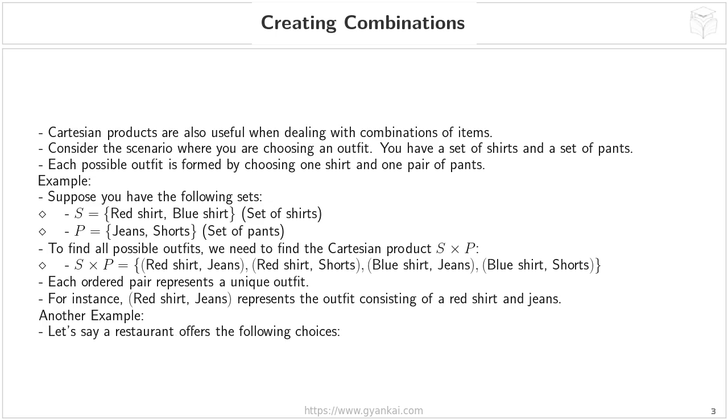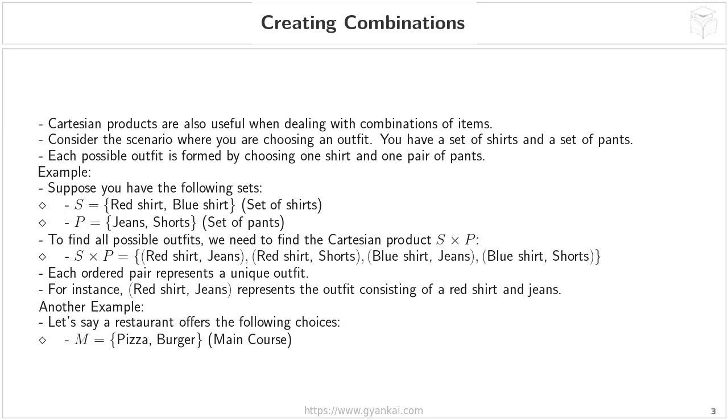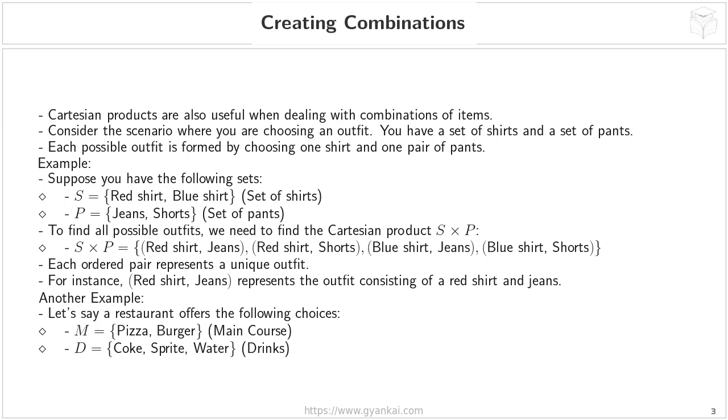So you can have pizza with Coke, pizza with Sprite, pizza with water, and so on. Each ordered pair represents a complete meal, a main course and a drink. This concept will become even more useful as we move forward, especially when we start looking at scenarios with more than just two choices, as we'll see on the next slide. But for now, make sure you understand how the Cartesian product helps us systematically list out all possible combinations.